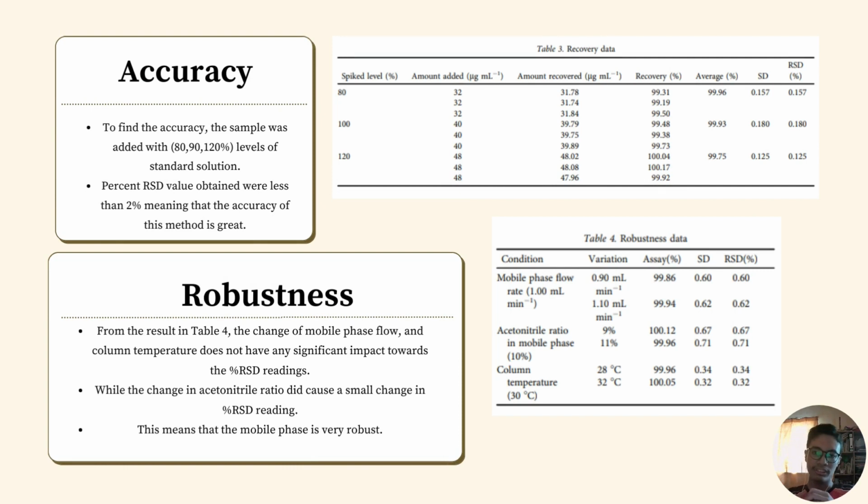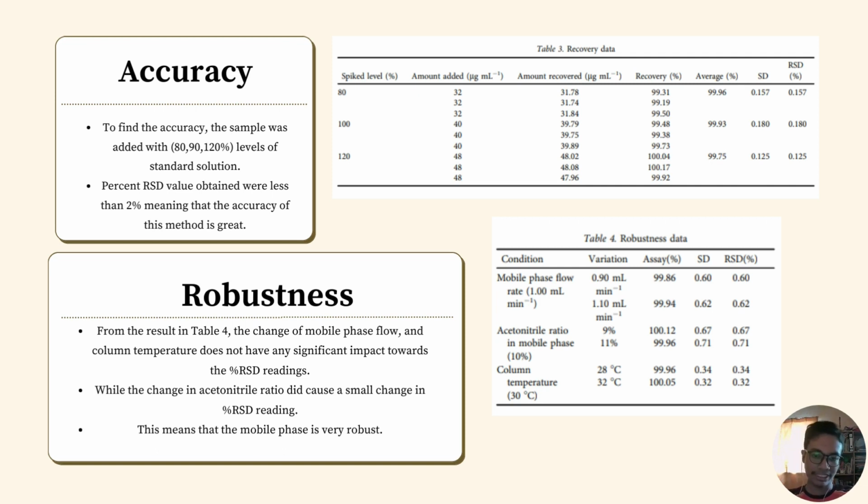Next, we have the accuracy of the method. So to find the accuracy, the sample was treated with 80, 100, and 120% levels of standard solution. So the percent RSD values obtained were less than 2%, meaning that the accuracy of the method is great.